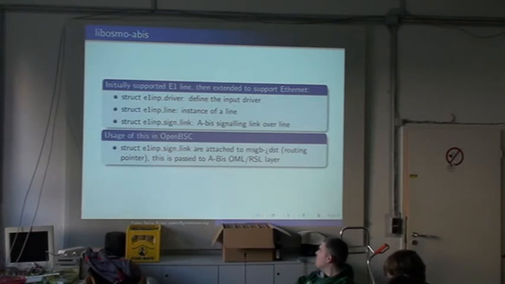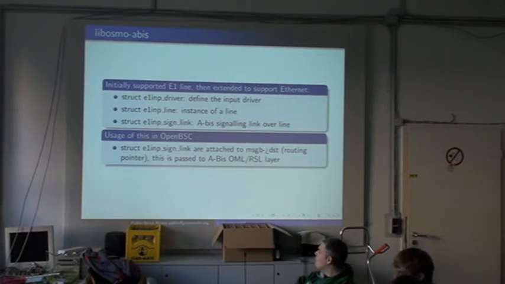what libosmo-abis contains basically is initially this code was designed to support BS11. Right, so it contains an E1 line abstraction and then support for Ethernet based BTS was added to that API. So even if those structures look like E1, you can also get an instance of one Ethernet line using it. So the main objects that you can find in the library are those three. It's the E1 input driver that defines the input driver. There is, for example, the IP access input driver, the DAHDI input driver, the mISDN input driver, and so on.